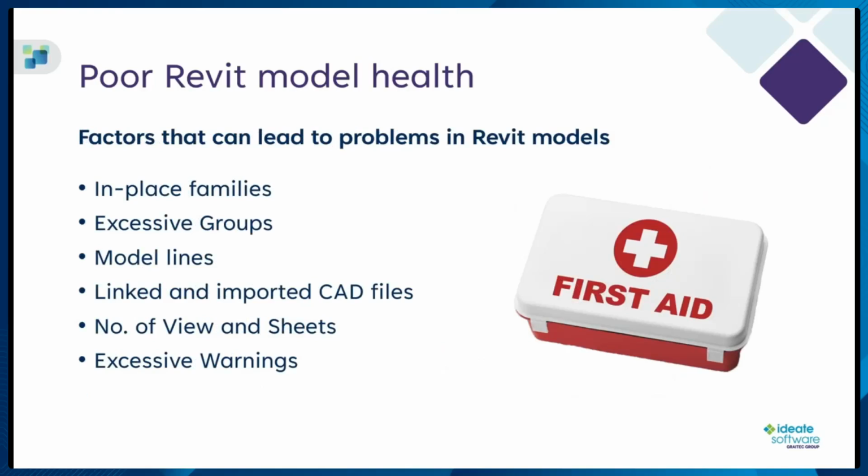So there are a lot of things that can cause a Revit model to perform poorly, but here are just some of those issues. We have things like in-place families, excessive groups, model lines, linked and imported CAD files, number of views and sheets, and excessive warnings.